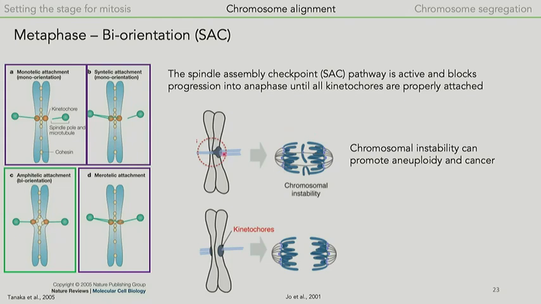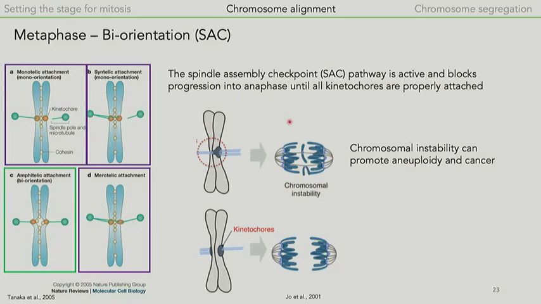But you can imagine, if you had a kinetochore that was attached to microtubules from both poles, then when it comes time to pull them apart, these chromosomes will not be able to be pulled accurately to one side of the cell or the other. And this could result in what's called chromosomal instability resulting in aneuploidy, that condition I told you about earlier that is a hallmark of cancer.